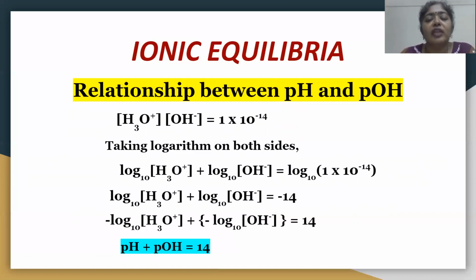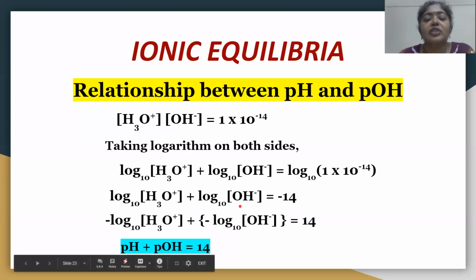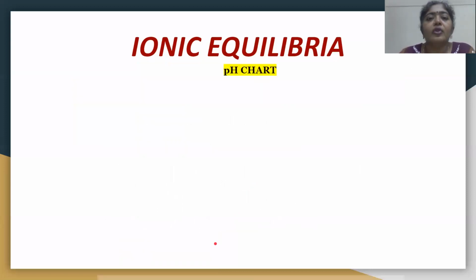If you are asked to derive this expression, which is commonly asked, you should know this derivation of how to obtain the relationship between pH and pOH. The relationship is pH plus pOH is equal to 14. And we obtain this by starting from the ionic product of water, wherein we substitute the value of the ionic product of water at 298 Kelvin or 25 degrees Celsius, and then proceed by taking the logarithm and arrive at this final relationship.